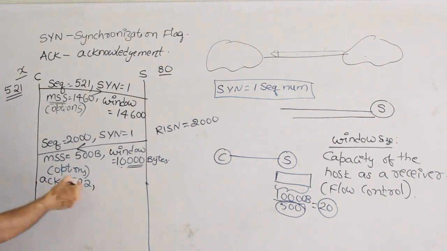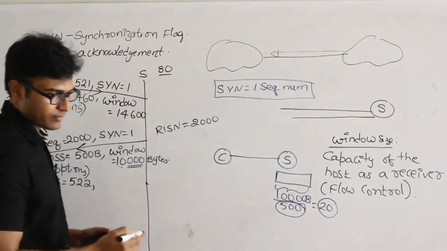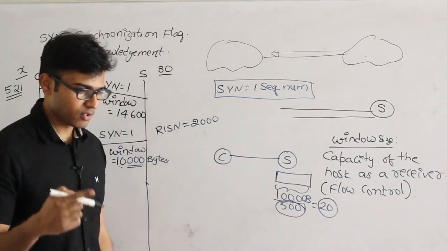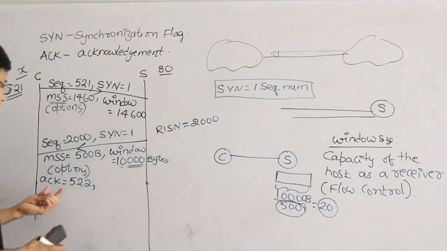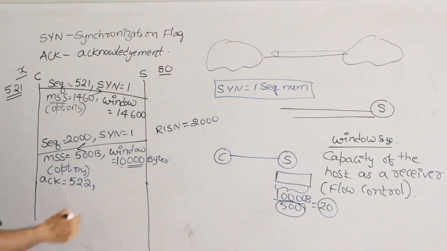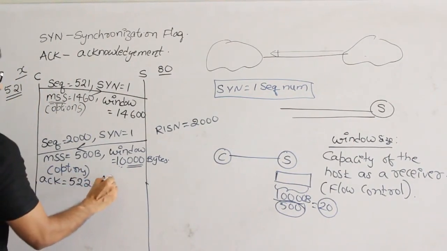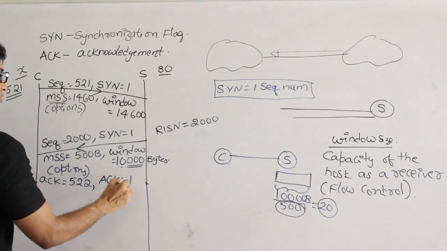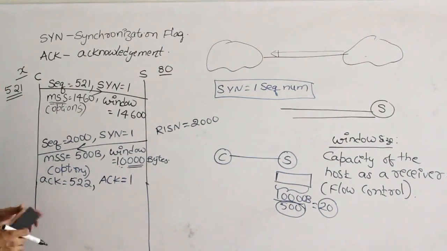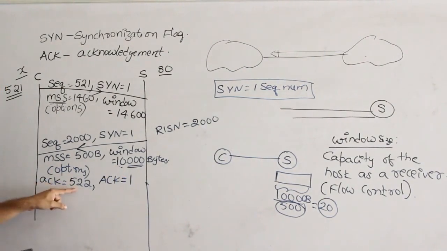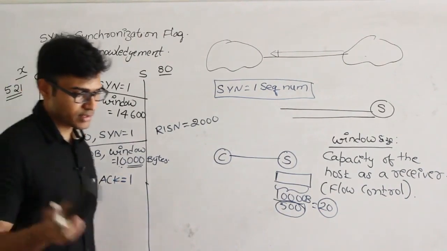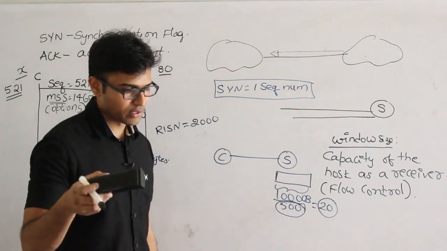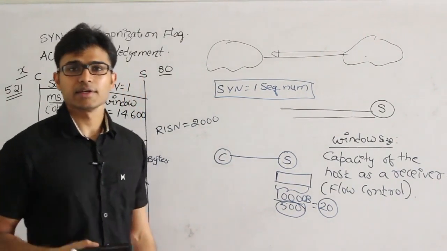And where is this acknowledgement number present? Look at your header. In the third row, below this source port and sequence number, there is the acknowledgement number. In that field, we are going to put 522. And along with that, the ACK flag will be 1. So there is a flag called the ACK flag. Both are different. Acknowledgement number is a 32-bit field, and the ACK flag is 1 bit. So where is this ACK flag present? In the 1, 2, 3, 4, fourth row you can see that ACK flag.